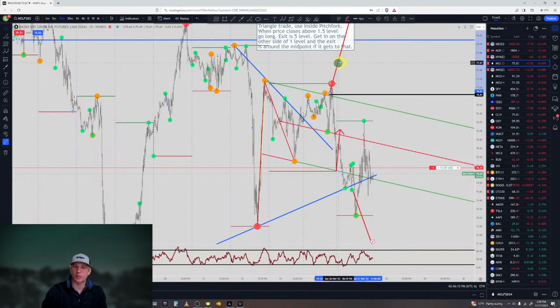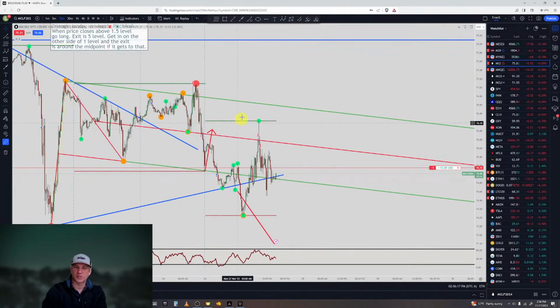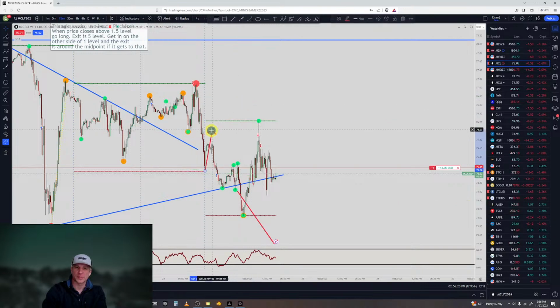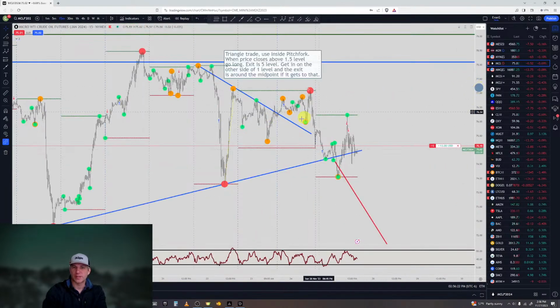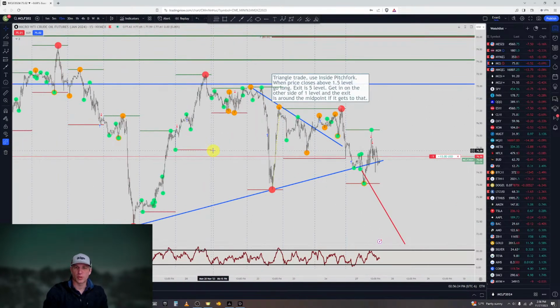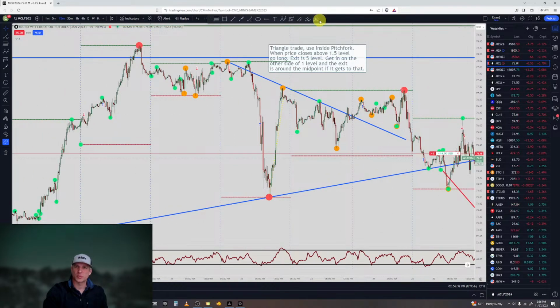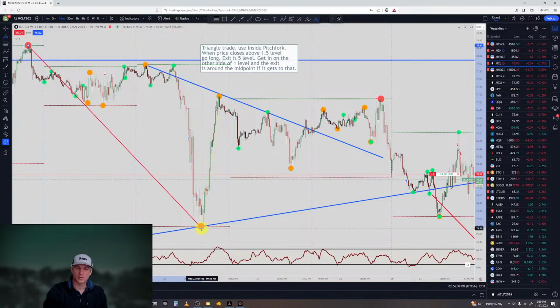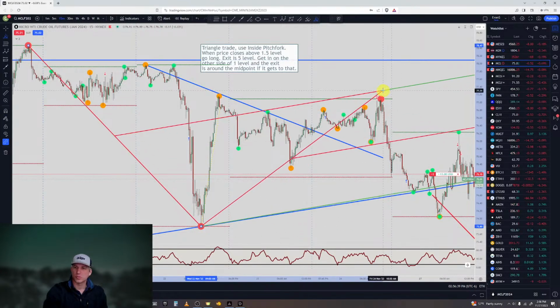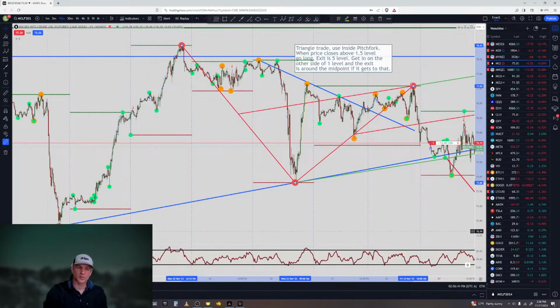So anyways, that was what we had initially, and obviously this one is said and done right here. But what we do have now is a much bigger triangle trade right here. So here's 0, 1, 2, 3, 4 right there. So this is one I'm now looking at. So we take the inside pitchfork up here. 1, 2, 3. There we go. So there's point 1, there's point 2, there's point 3, there's point 4.